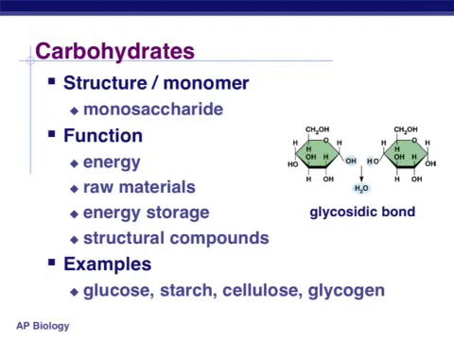So the first macromolecules that we talked about were our carbohydrates. We said that they're made of monomers, and those monomers are called monosaccharides, which stands for one sugar. Their job is to provide short-term energy for your body, to be used as raw materials, to be used as energy storage, and also to be used as structural components in various cells. Some of our common examples are going to be glucose, starch, cellulose, glycogen, and chitin. They're formed through a process called dehydration synthesis, also known as a condensation reaction, and the resulting bond that holds them together is called a glycosidic bond. And those are our carbs.